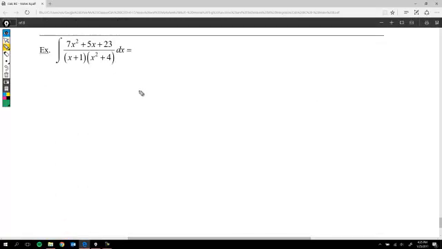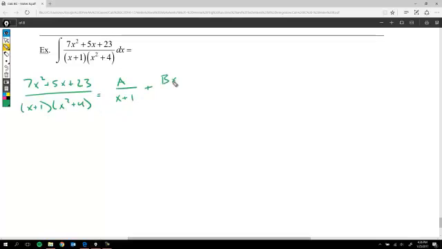Okay, so here I have a linear on the bottom and a quadratic, and this involves just a step extra. Right, so this is going to be very similar to the previous problem where we're going to set up a system of equations. So when I'm setting this up, I get A over x plus 1, and if you have a quadratic in the denominator here, then on top you're going to want a linear. So I set this up as Bx plus C. Okay, so I have a quadratic on bottom, on top I have a linear in mx plus b form, but instead of using m and b, I'm using B and C as my variables just to make things easy.